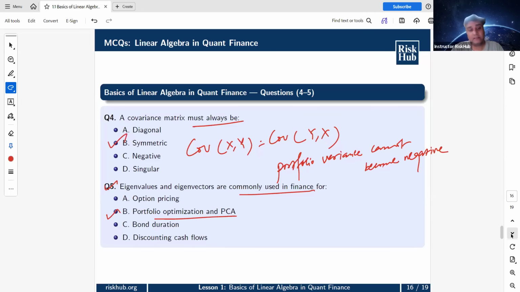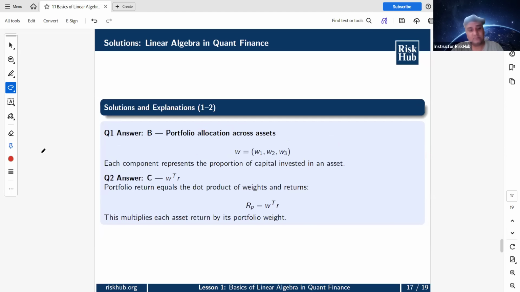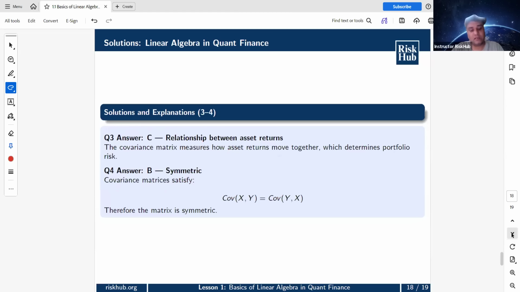Okay. Then the next one, I think these are answers which we have already done, right? So same thing. This is answer B, which we had done: portfolio weight allocation across assets. We have taken the dot product, portfolio return is your dot product, right? We have seen that, and then we go to the next question. What is important to understand here is simply that the covariance matrix measures the relationship between asset returns. This determines your diversification.